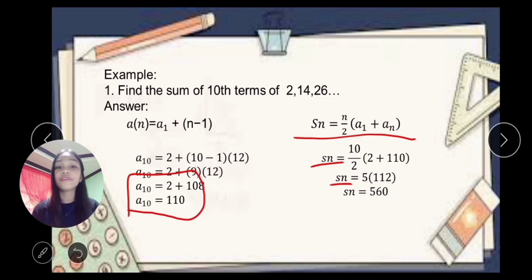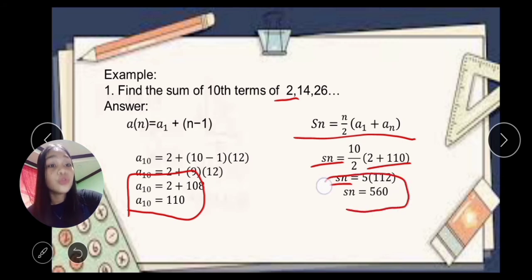Then, our A1, first term natin is 2, nandito, 2. And then, plus the result of our nth term, that is 110. So, we need to add that. 2 plus 110 equals 112. So, 5, then next to do is to get our Sn or our arithmetic series. We need to multiply 5 times 112. So, 5 times 112, the result will be 560. So, that's how we get our Sn or arithmetic series.